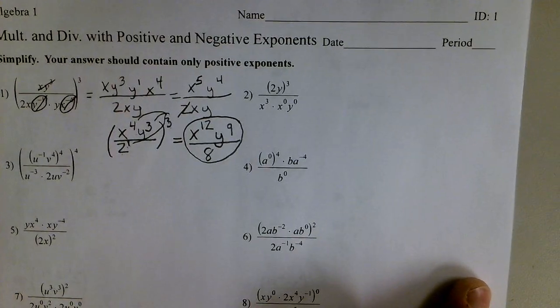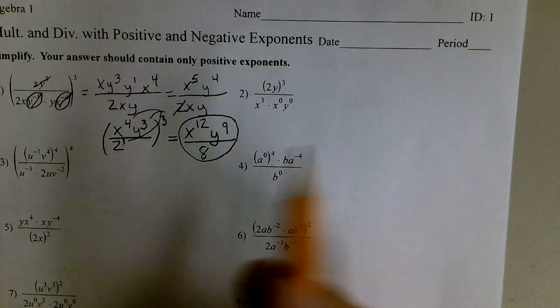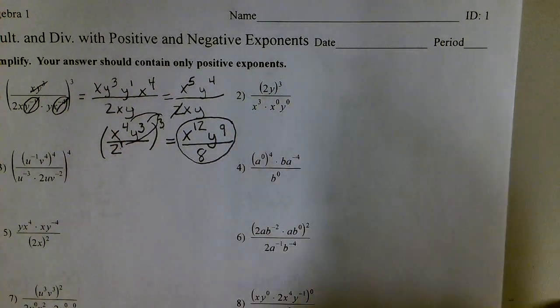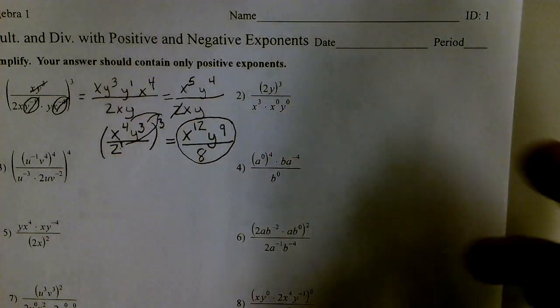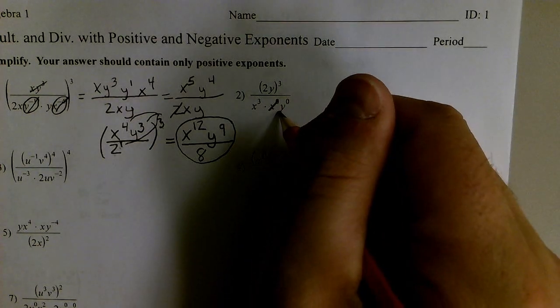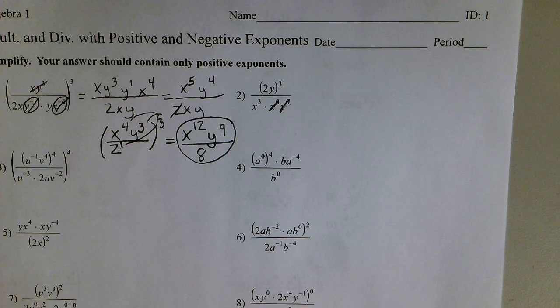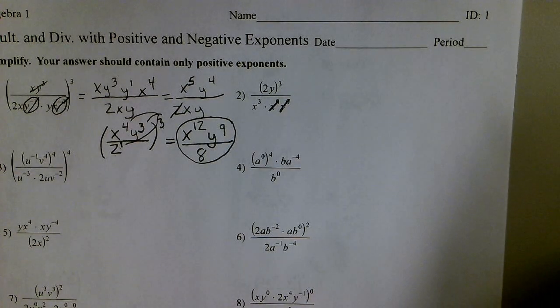Okay, we're going to go to the next one, number 2. So we're going to start by looking for negatives. In this case, there's none. There are a couple things we can do, though. So we have an x to the 0 here. We have a y to the 0. We're going to just get rid of those. Those don't matter. All right, so now I'm going to start simplifying the top.